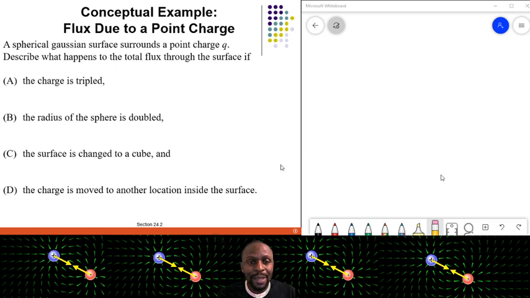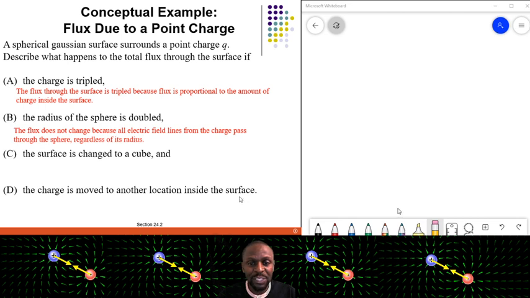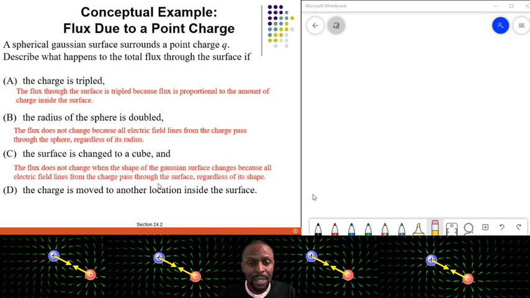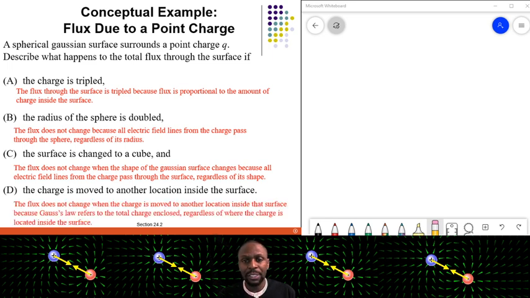Now, what will happen when the radius of the sphere is doubled? The flux doesn't depend on the shape, and nothing will happen in that case. If the surface is changed to a cube, nothing will happen even in this case. You have already seen different shapes, that the flux is just the same. Good. If the charge is moved to another location inside the surface, as long as that charge is enclosed by that surface, the flux is not going to change.